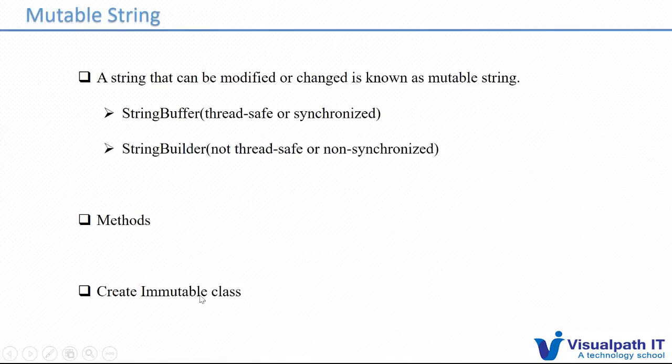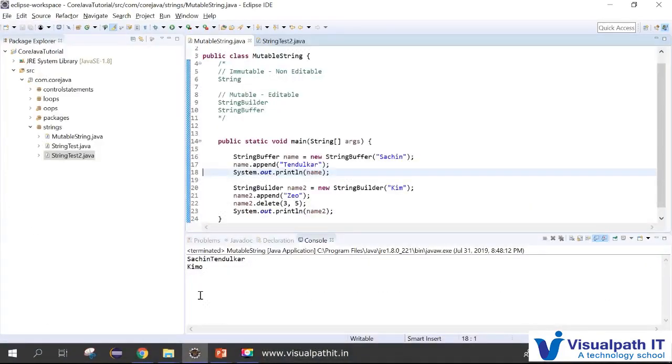And creating an immutable class. As we saw, these are all the predefined mutable and immutable classes. If I want to create my own class as immutable, like how string works, which does not allow modification, what is the way to create an immutable class? You can see it right now.